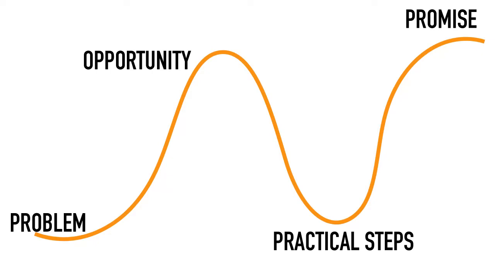So the problem is a negative space. We're losing audiences really fast. The opportunity is positive, which is, hey, we're still the number one channel for young audiences. Even though they're losing, we're still number one. The practical steps is back into negative space. The reason why you're back into negative space is this stuff is going to be difficult. If it was easy, we'd have done it already. So it's going to be hard. Hard is negative. The promise at the end is back into positive space. So you go problem, opportunity, practical steps, promise at the end.